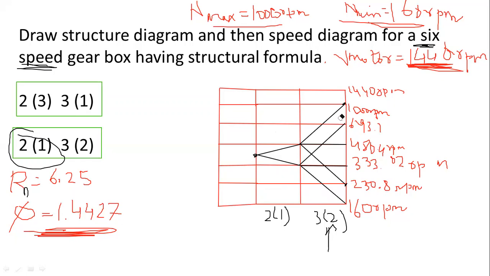Now, what you are going to do, you are going to complete the speed diagram. How is it? It's complete. You just have to draw the center line with your motor shaft, right? Your motor RPM. And this is your motor RPM 1440. So here you have to join it with your input speed. This is how your speed diagram differs from your structure diagram.